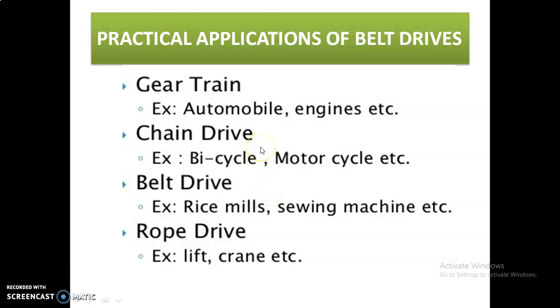Next, practical applications. This is very important. Practical applications of belt drives. Gear trains or gear drives are used in automobile engines. Generally we use belt drives in automobile engines, chain drives in bicycles, motorcycles, etc. Belt drives are used in rice mills, floor mills, sieving machines, etc. Rope drives are used in lifting machines, cranes, etc.